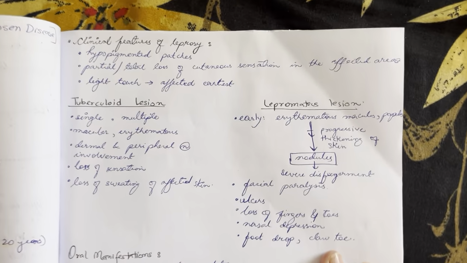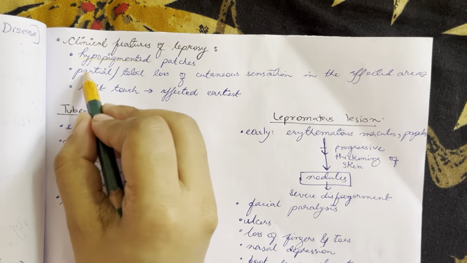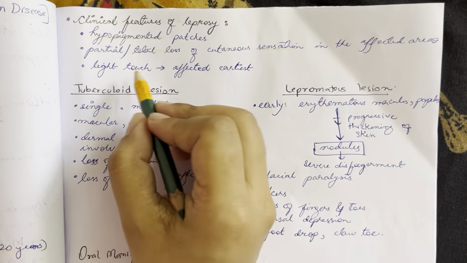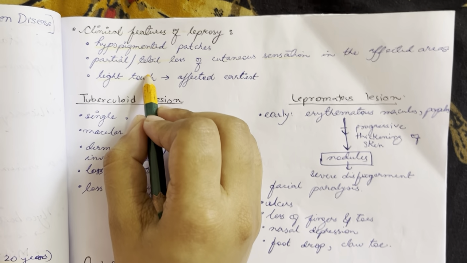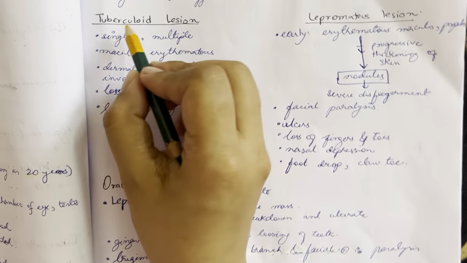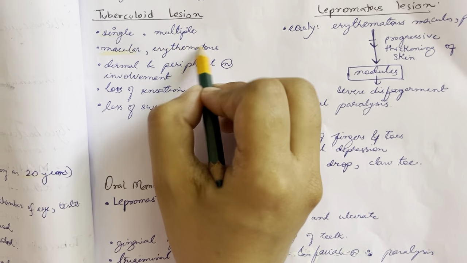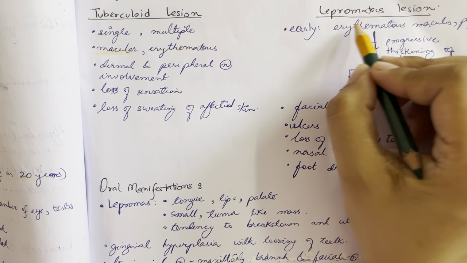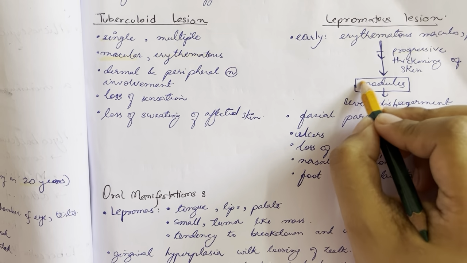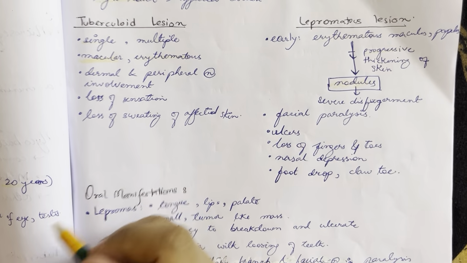So what are the clinical features? In the clinical features of leprosy, the generalized features are hypopigmented patches and partial or total loss of cutaneous sensation in the affected areas. The first thing that goes away is light touch. So what is the difference between tuberculoid lesions and lepromatous lesions? Tuberculoid lesions are single or multiple macular erythematous lesions, and lepromatous lesions are erythematous macules and papules, but with progressive thickening of the skin, and then they become nodules, and it also leads to severe disfigurement of the body.